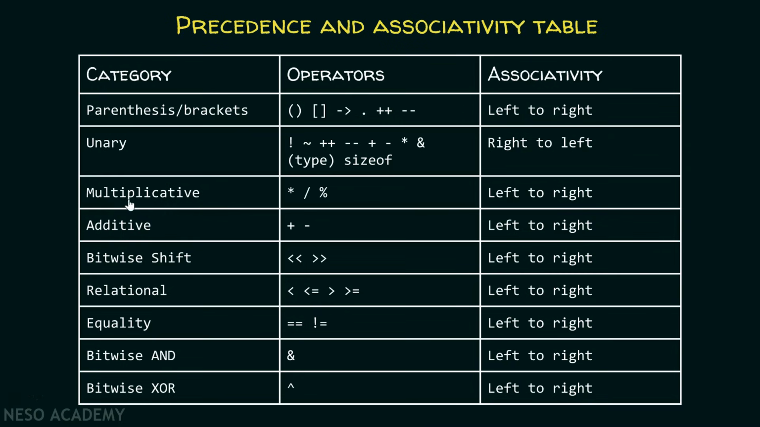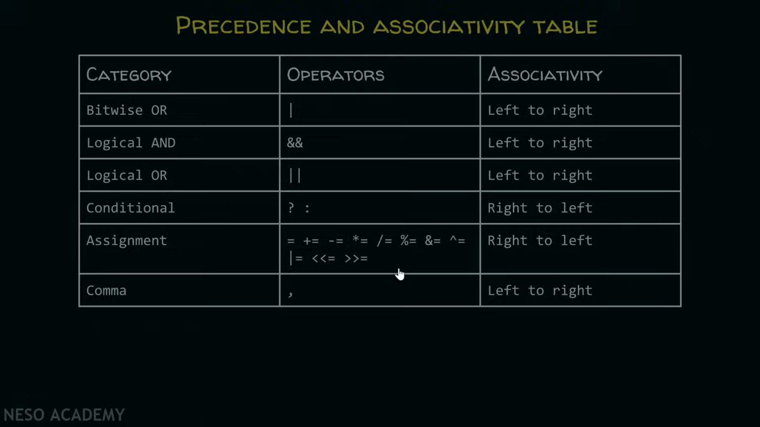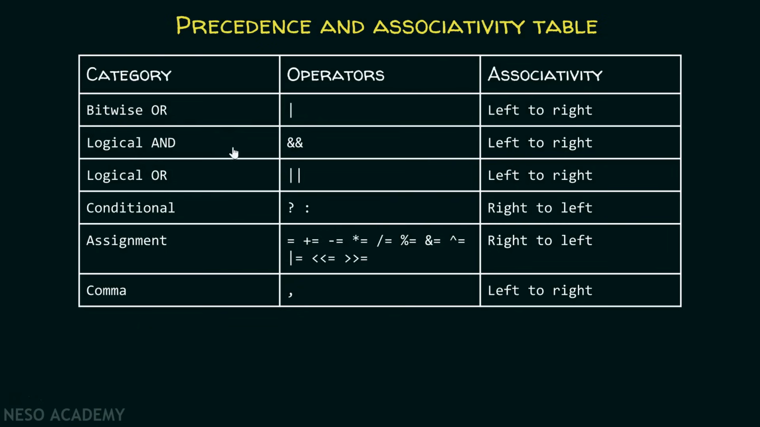Apart from that, we have the multiplicative operators list, which consists of multiplication, division and modulus. All of them have associativity from left to right. Apart from that, we have additive operators like plus and minus. They also have associativity from left to right. Then we have bitwise operators, relational operators, equality operators, bitwise AND, bitwise XOR, bitwise OR, logical AND, logical OR. Then we have the conditional operator.